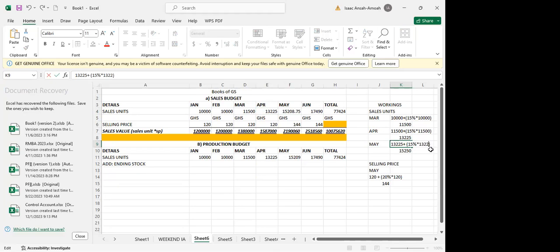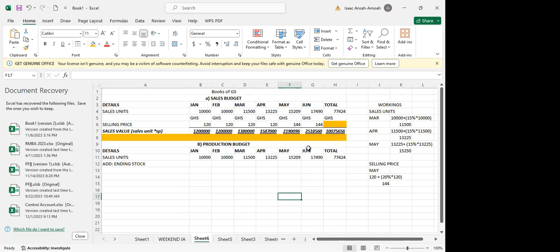Yeah, the figures are correct. So that's the figure here. It was first 13,500. Okay. So we're going to maintain the 15,209. All right. So now we want to look at the policy on ending stock.